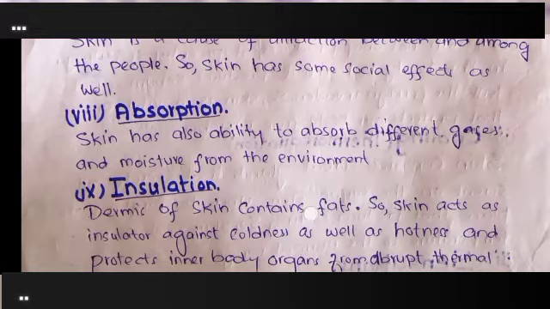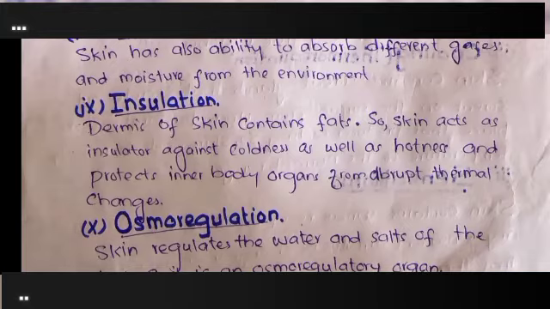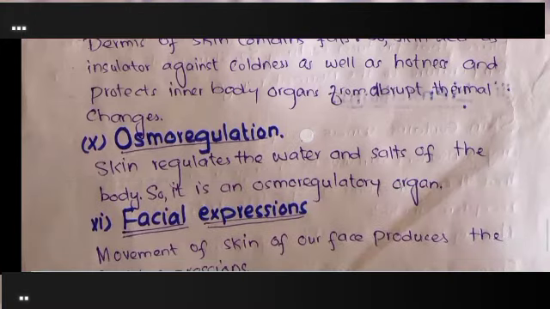Next is insulation. Skin contains fats, so skin acts as insulator, and it insulates our body from both extremes, from the higher extreme temperature, meaning greater than 37 degrees Celsius, as well as the lower extreme, meaning less than 37 degrees Celsius. Now, how does skin act as an organ of osmoregulation? Skin regulates the concentration of water as well as the salts in our body. That's why it acts as an osmoregulatory organ.